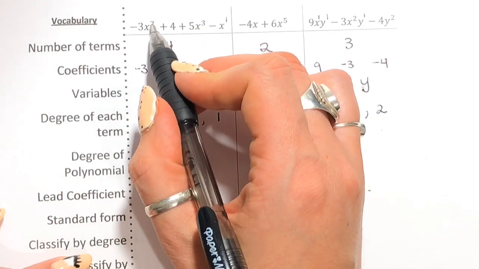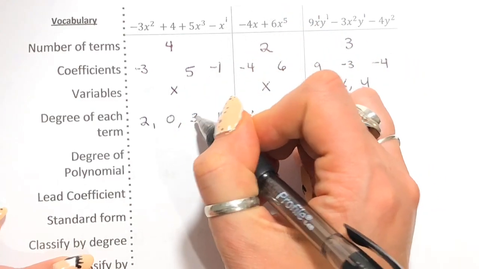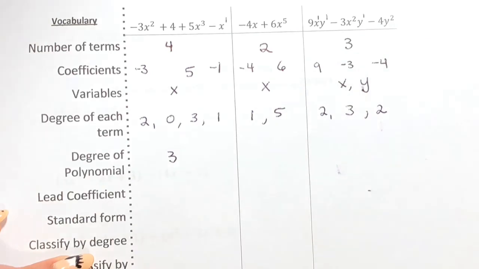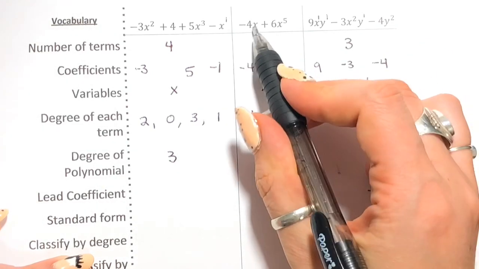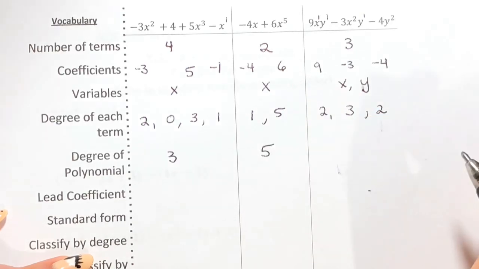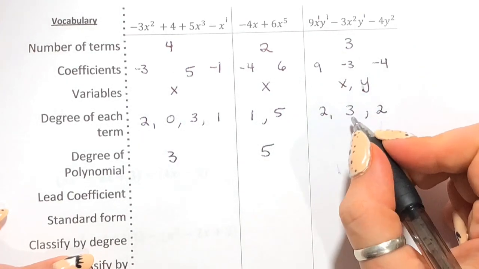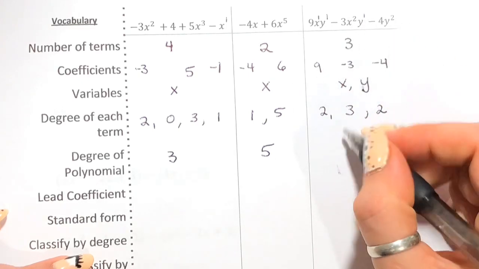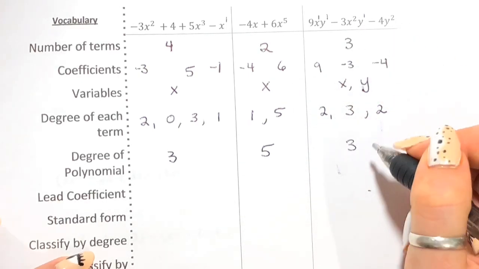So we have a 2, a 3, and a 1. Since 3 is the biggest, we say the degree of the polynomial overall is degree 3. Same with this one, we had a 1 and a 5, so 5 is the biggest, so this is a degree 5 polynomial. And on this one, the highest degree was a 3 when we added the 2 and the 1 together. So the degree of the polynomial would be 3.